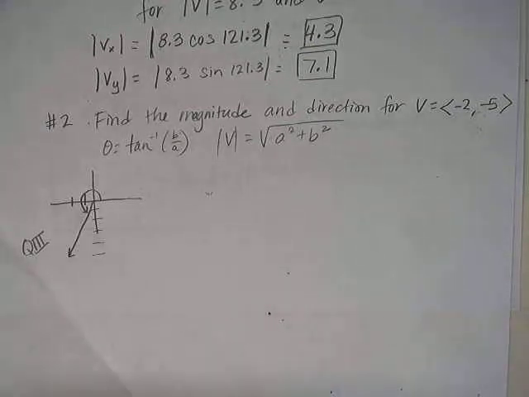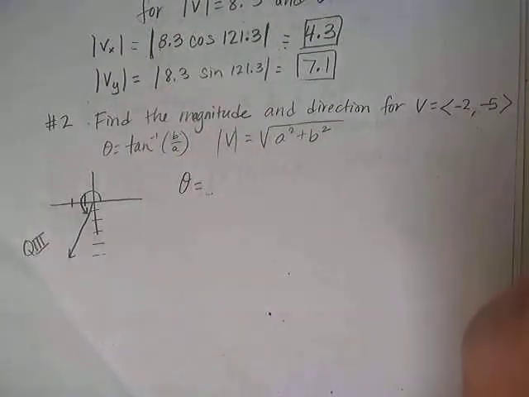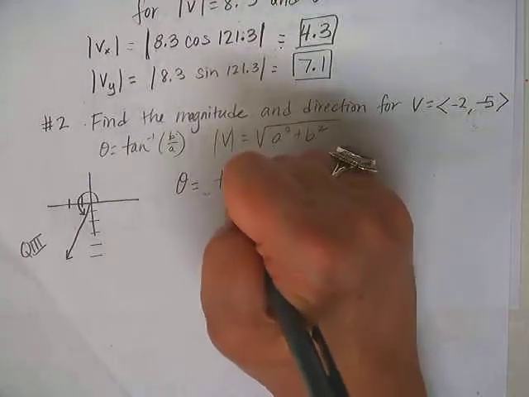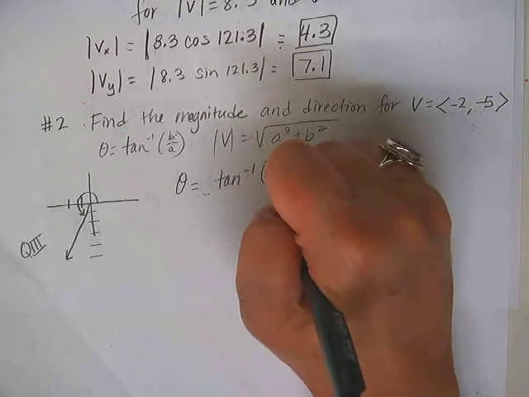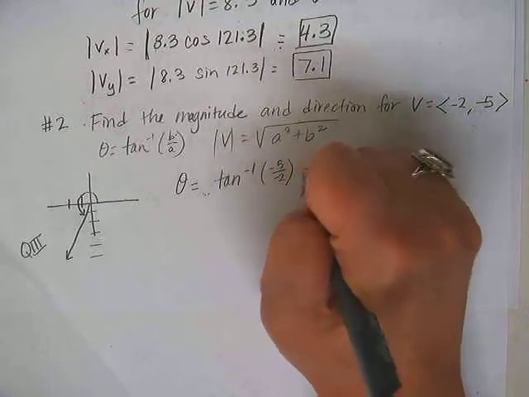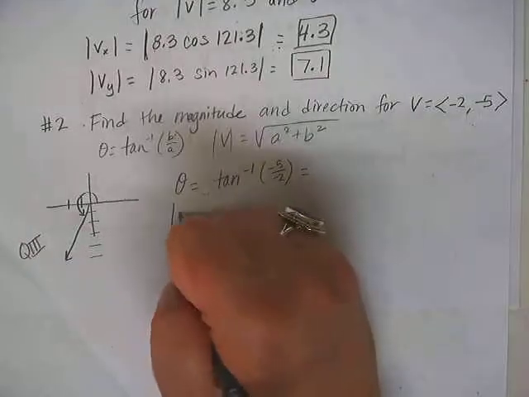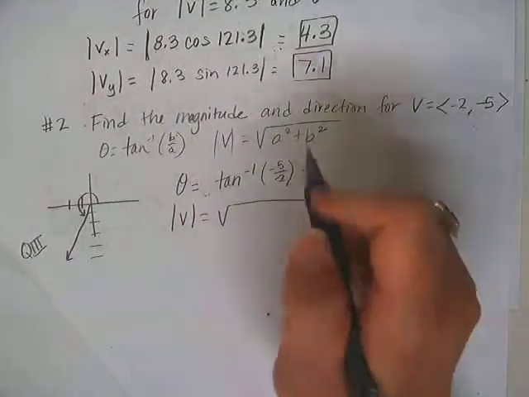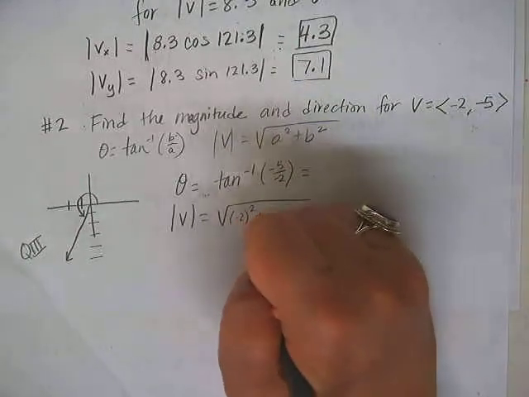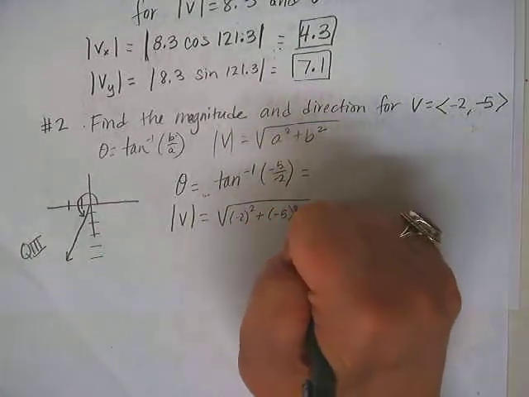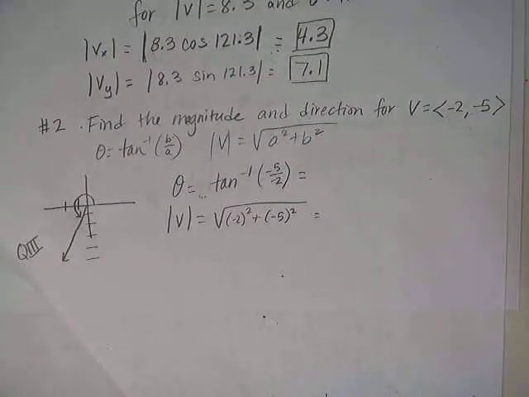Can I start going through it with you, looking at it together? Not quite? Almost. I'll just start writing it down and then you can check your answers. So for theta, we do the inverse tangent of -5 over -2. And then for the magnitude, we do the square root of -2 squared plus -5 squared.